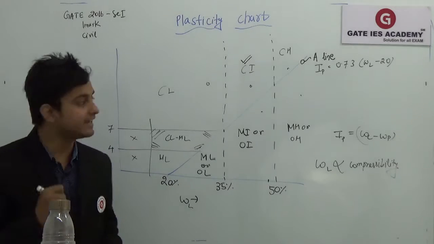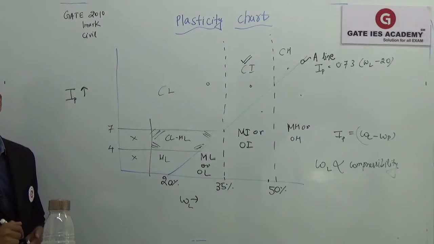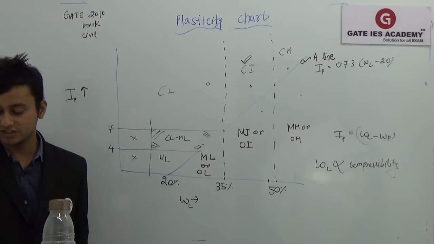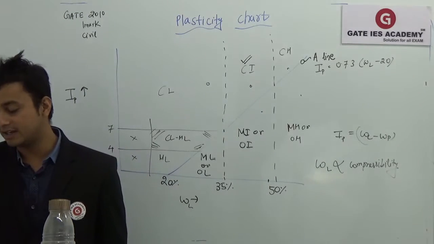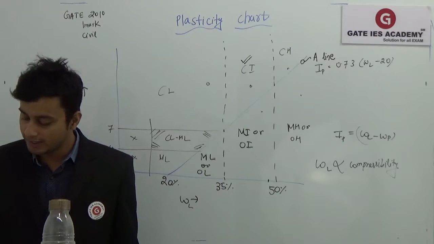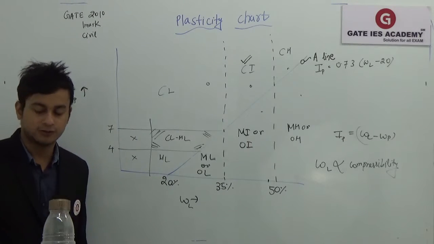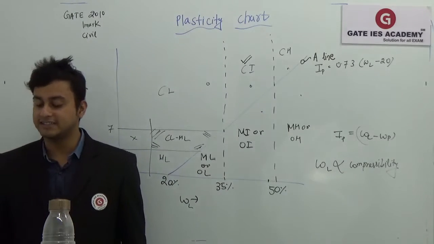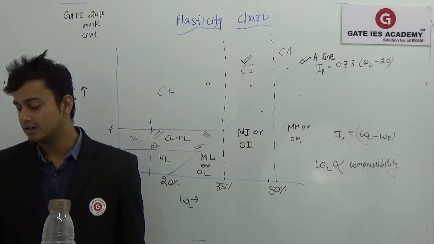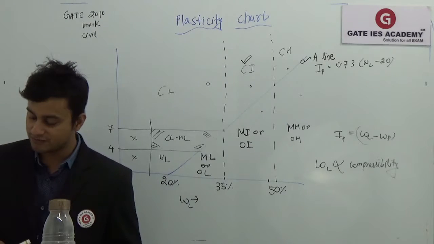Next question is from GATE 2010. That is a GATE 2010 question. The marks awarded to the question is 1 mark, and it is from civil engineering. The question says a fine grained soil has liquid limit of 60 and plastic limit of 20. As per the plasticity chart, according to IS classification, the soil is represented by the letter dash. So that you have to find out. This is again a very simple problem.